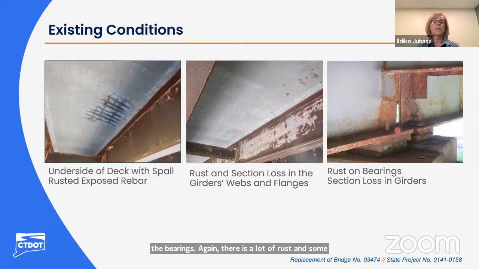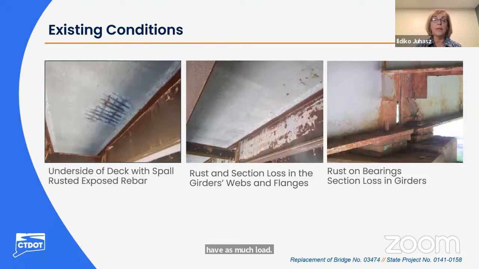By the way, section loss means the steel plates have become thinner due to the rust, so the member does not have as much load carrying capacity as when it was designed and built.